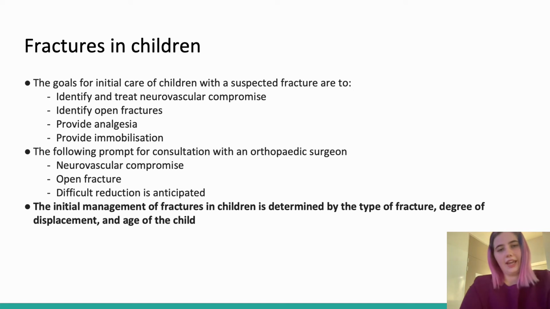So the initial goals of care in children with suspected fracture are to identify and treat neurovascular compromise, identify open fractures, provide analgesia because you don't want them in pain, and provide immobilization. The following would prompt a consultation with the orthopedic surgeon: neurovascular compromise, an open fracture, or if it's anticipated that it's going to be difficult to reduce. And always in a child, you should determine what type of fracture it is, the degree of displacement, and the age of the child, as it changes the management.